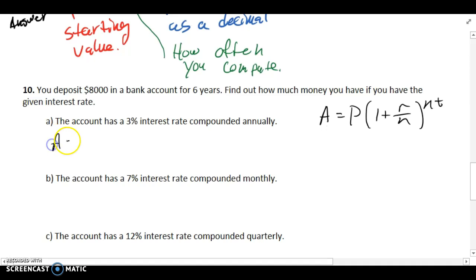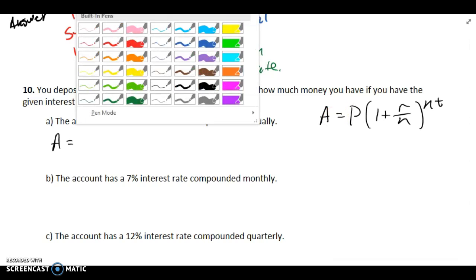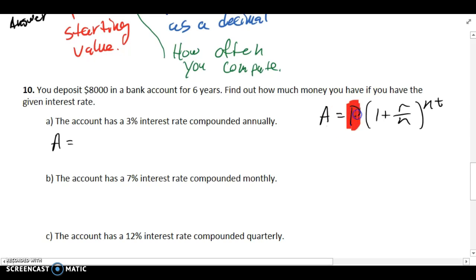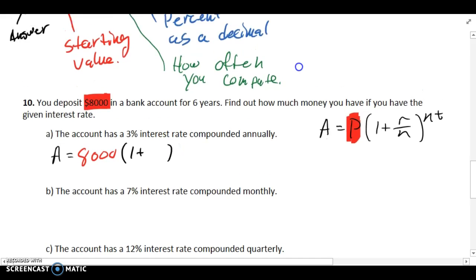So the answer is going to be our principal. Okay? So let's get a highlighter here. Ooh, red's really hard to see. But there's red. So our principal, initial amount, is 8,000 there. I'm going to have to make another video. We're going to run out of time on this one. 8,000. And then we have 1 plus. Then the rate is 3%. So we have 3% right there.